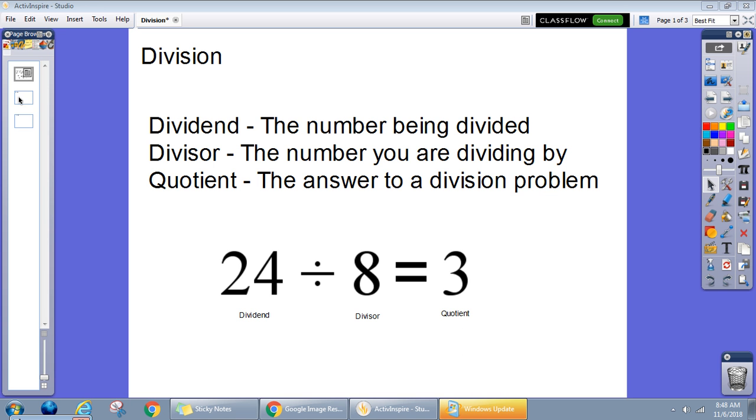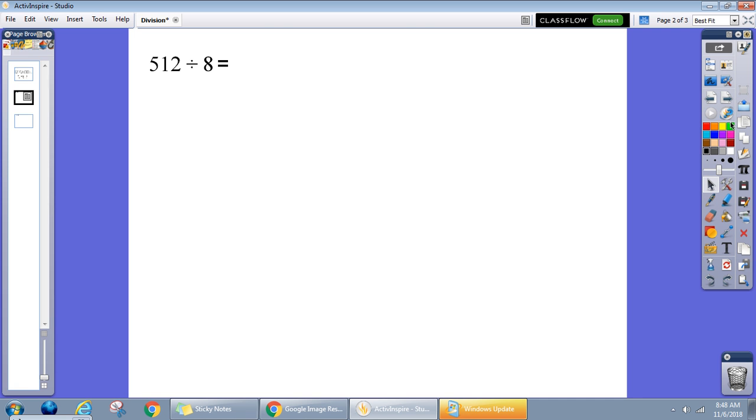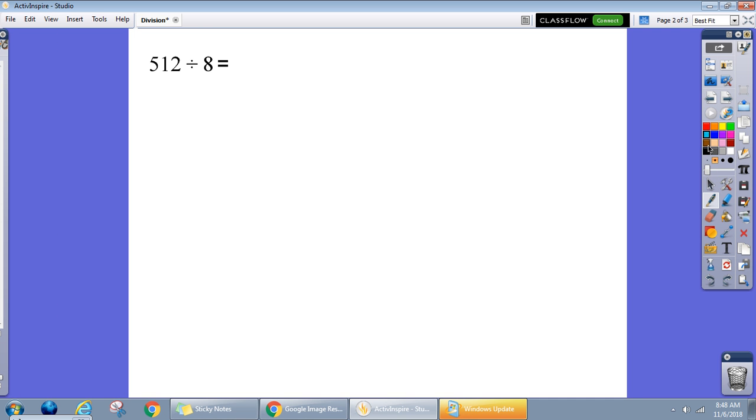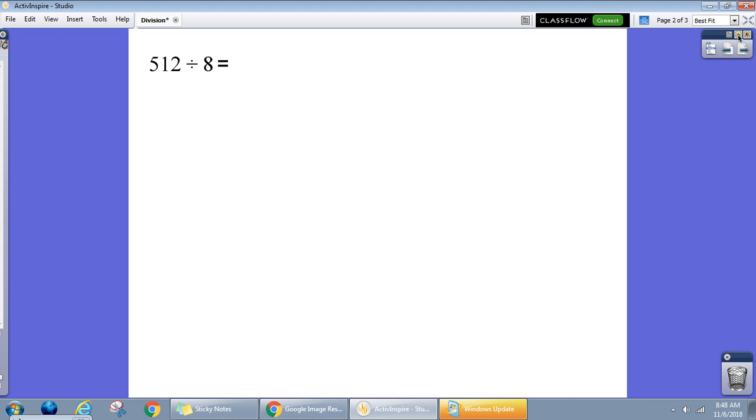Alright, let's start with this problem here. 512 divided by 8. Let's get our pen ready. I'm going to start up here with my think box, and you can just write TB instead of think box.